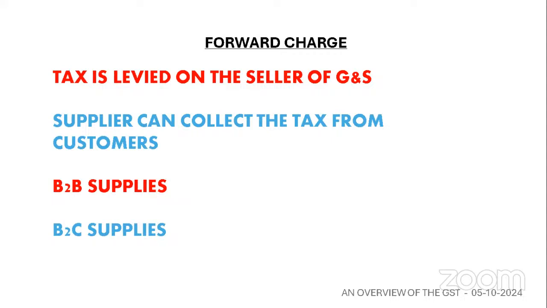Now, there are two kinds of charges. Charge means levying of the tax. One is forward charge and the other one is reverse charge. The forward charge is normal and the reverse charge is something special. So, what is this forward charge and reverse charge? We will spend a few minutes on this.